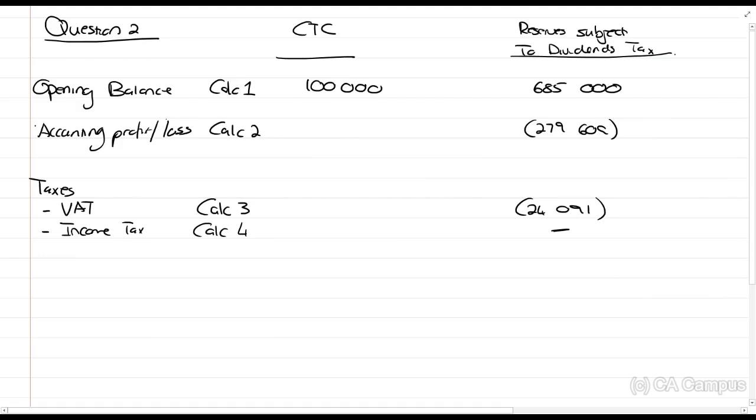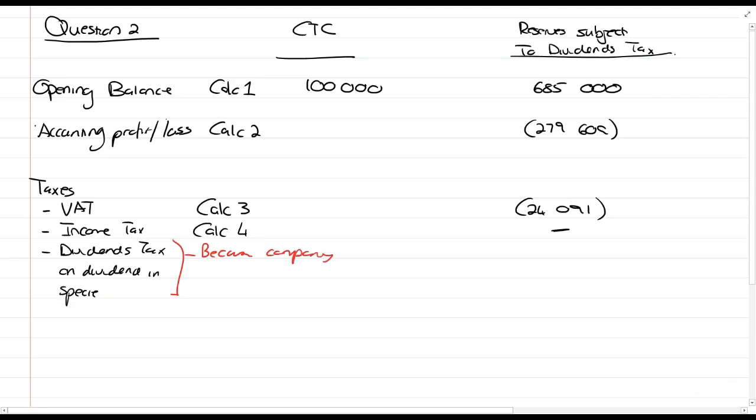And then the last one here, and guys, this is a tricky one. Not a tricky one, but students often forget it. Dividends tax on dividends in specie must be deducted over here. And why? Because the company is liable for dividends tax. So that decreases our reserves. So that's why it's included here. That's important.